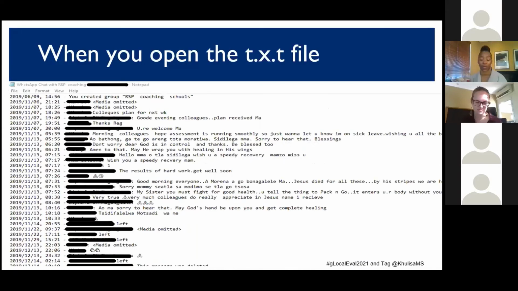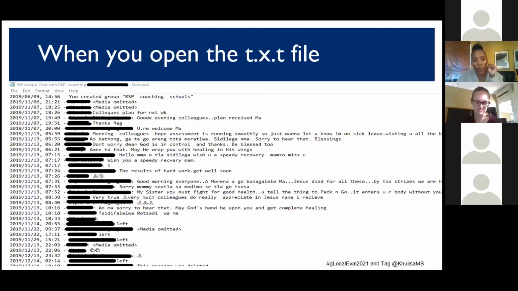Now, when you open the file, I had to think, okay, what am I looking at? I'd never worked with a TXT file before. I mean, I just gossip on WhatsApp. I don't analyze. So I had to think, what am I looking at here? What you're looking at, on the far left corner, is the date in the order of year, month, and date. Then your timestamps in the middle column. And then in the last column, you have the messages that people have sent.